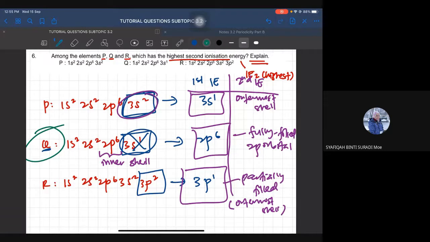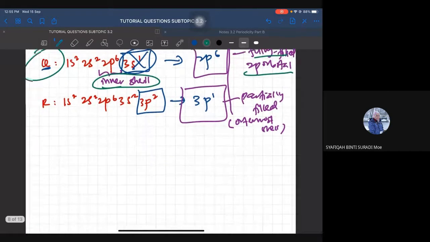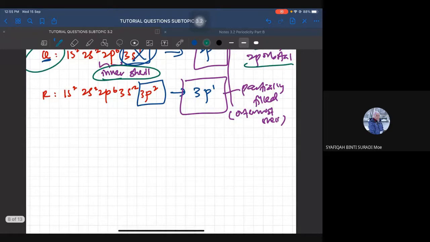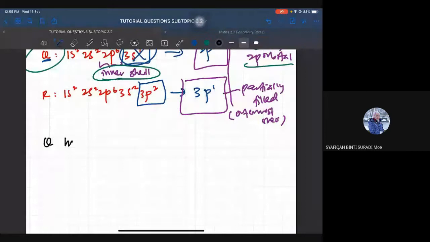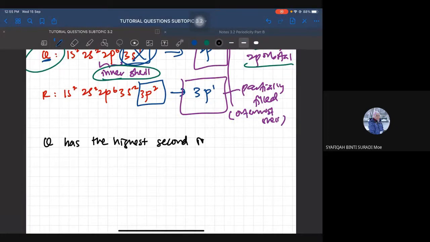Sebab dia remove daripada inner shell. Okay, inner shell and then dia remove daripada fully filled 2p orbital juga. So combo kat situ. So susahlah nak remove daripada inner shell pula tu. So, macam nak explain yang kita jawab Q ni. So, kita boleh kata kat sini. Q has the highest second ionization energy.